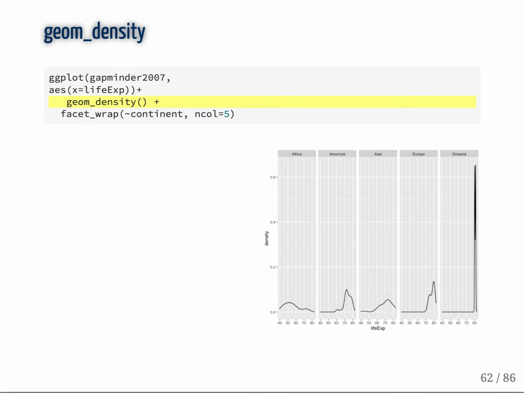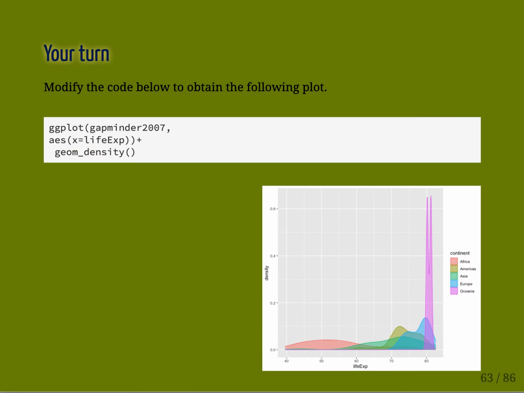To create density plots, you can use geom_density. You can also try geom_histogram instead of geom_density. Then it will give you histograms. Now I wanted to modify the code here to output this plot.